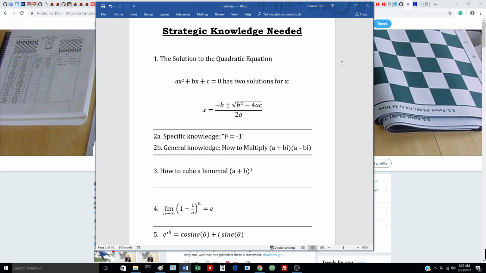The fifth piece of information you need is where quite a few people stumbled. e raised to the power i theta, where theta is in radians, is the cosine of theta plus i times the sine of theta. Not too many people know that. Every electrical engineer on the planet knows it. We use that quite often in solutions to electrical engineering problems.